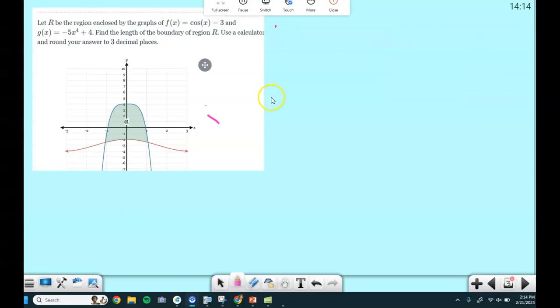Okay, so now we're doing arc length. R is the region enclosed by the graph of cosine and g of x. Find the length of the boundary of the region R. Use a calculator and round your answer to 3 decimal places. So we're trying to find this arc plus this arc. So we need the integral of the intersection from A to B, which we're going to have to figure out.